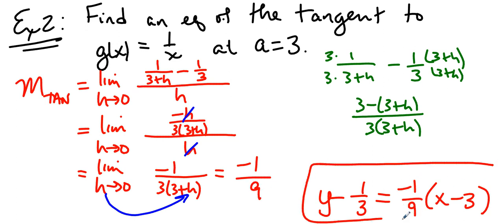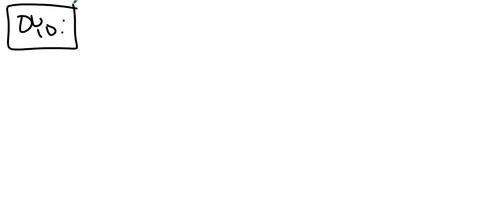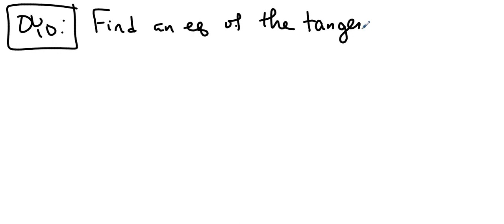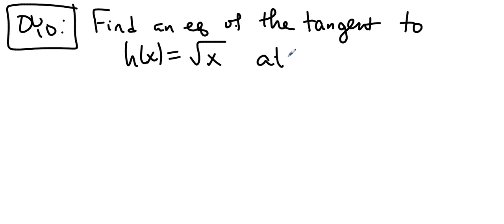And that's the slope of the tangent line. And that's how it goes on your paper. You can leave it in point slope form. You can put it in y equals mx plus b form. It does not matter at all. You should try it yourself. Find an equation of the tangent to h of x equals radical x at a equals 1.